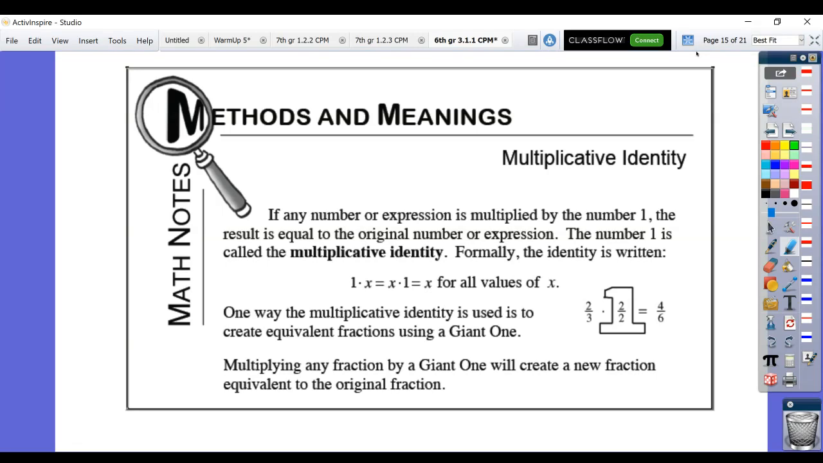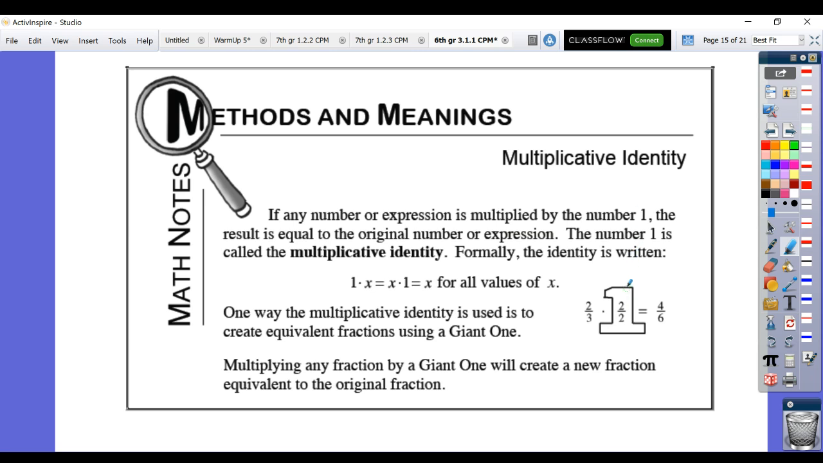This video is to help you with the homework for section 3.1.1. In the Methods and Meanings, they remind you about the multiplicative identity, which is one of the main concepts of this section. That if any number or expression is multiplied by the number 1, the result is equal to the original number or expression. And we call that multiplicative identity.